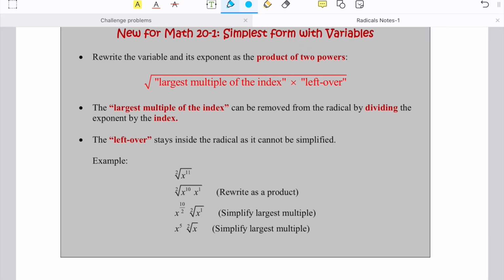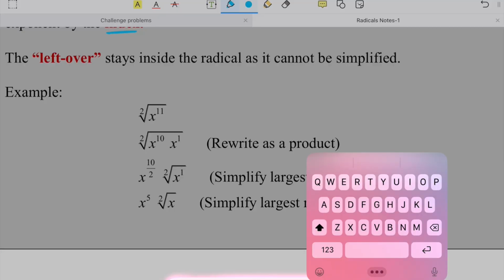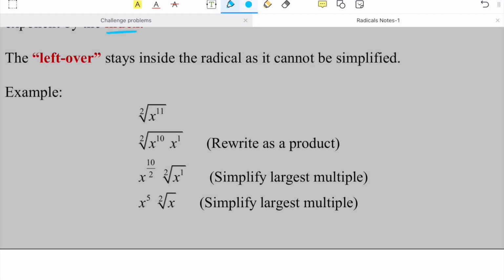Okay, so something new for 20-1 is that whenever you have leftovers, you look at the largest multiple of the index and then you divide it by the index itself, okay? Like what I just told you guys. So an example is square root of x to the power of 11. A multiple of 2 that's closest to 11, 10. So we split it to 10 and 1. Since 10 is divisible by 2, I take it out, right? 10 divided by 2, that's 5. And I just have x as it is over here. Okay.